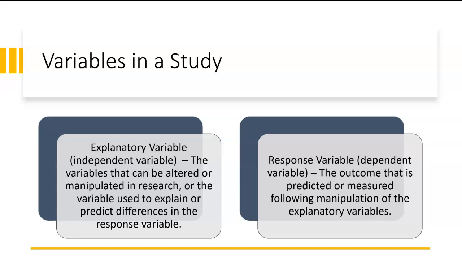The explanatory variables are the variables that can be altered or manipulated in research, and they're often used to explain or predict differences in the response variable. All right, so these are the things that you change in an experiment, or the things that you're watching in an observational study.